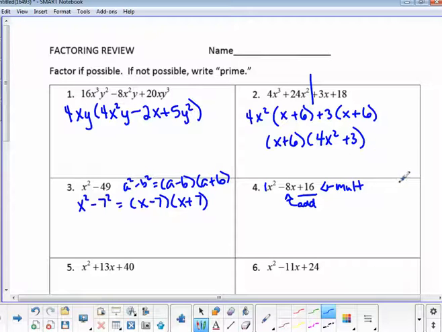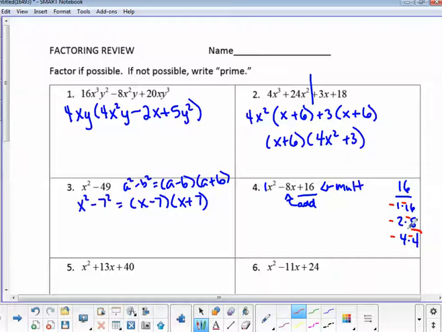So numbers that multiply to give you 16 might be 1 times 16, 2 times 8, 4 times 4. But if you add these, you're not going to get negative 8. So what you need to do is stick a negative sign on each of them. Negative times negative is still positive 16. And now you can see that if you took negative 4 and negative 4 and you added them, that would give you the negative 8.